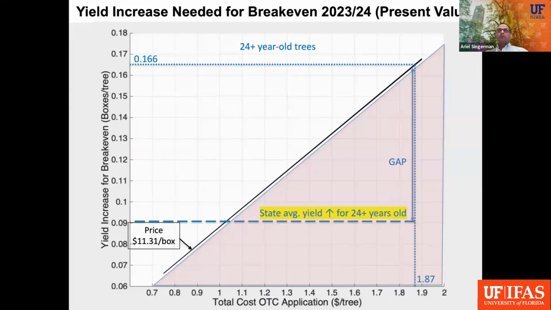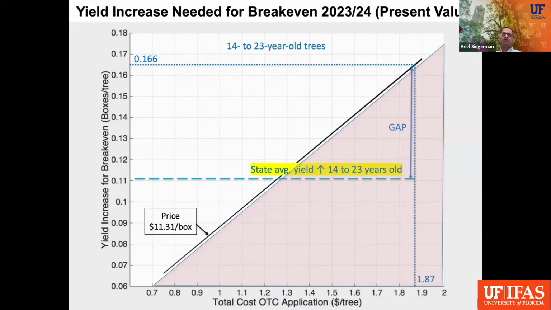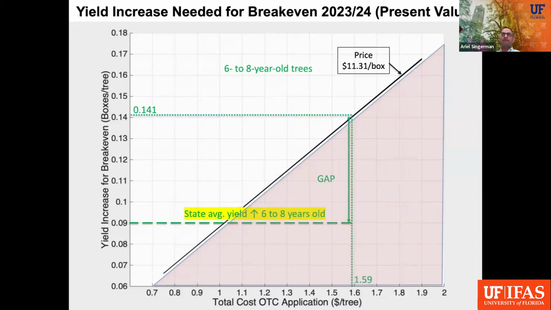So for the 24-plus-year-old trees, what I estimated the yield increase was this past season at the state level is 0.09 boxes per tree, which is well below the 0.166 that was needed. And so that falls in the lower side of the screen, in the shaded area that is in red. And so that does not achieve break-even. And neither do the 14 to 23-year-old trees, the 9 to 13, the 6 to 8-year-old trees, and the 3 to 5.